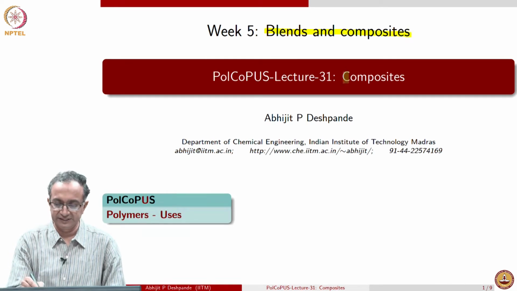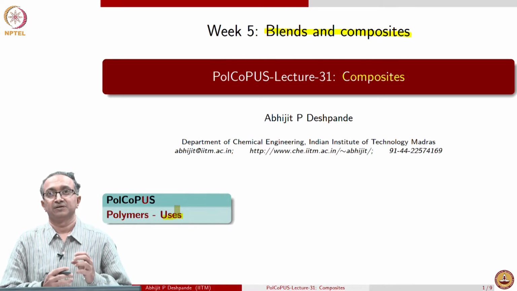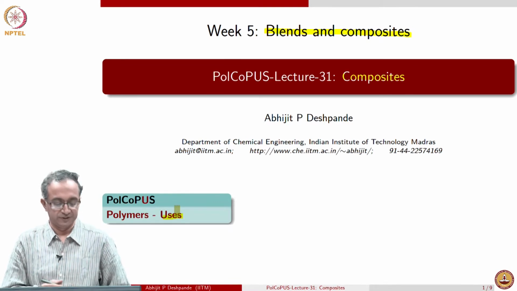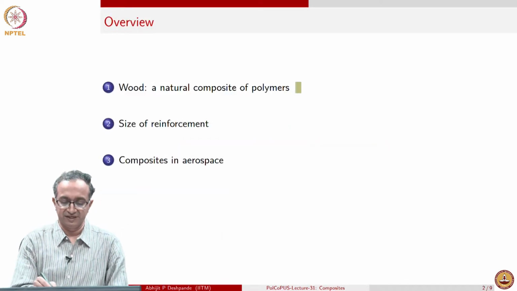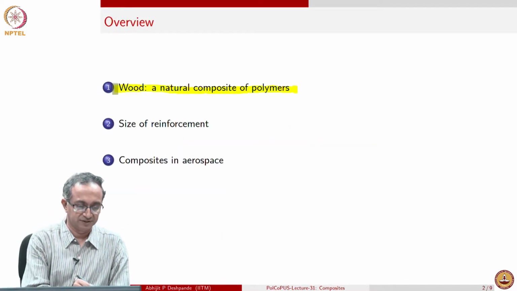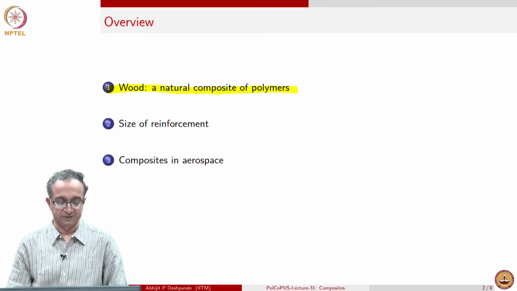In this particular lecture, we will take a look at composites from the point of view of their applications and what are some of the key features when we devise polymeric materials into composites. And this will be done by first taking a look at the natural composite, wood. It's an excellent example of how different materials can be brought together in a composite form for given purposes.